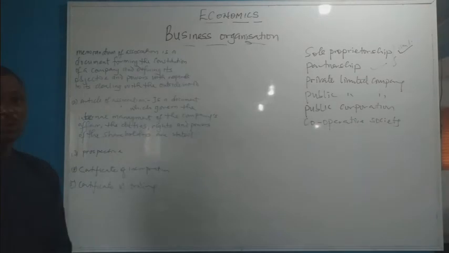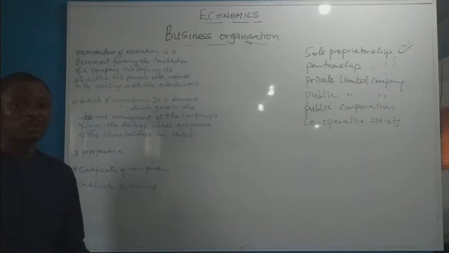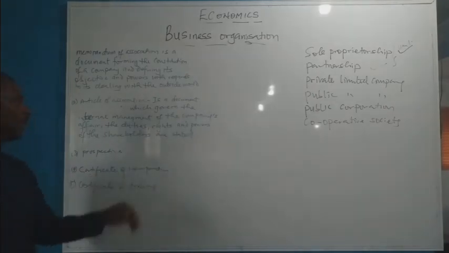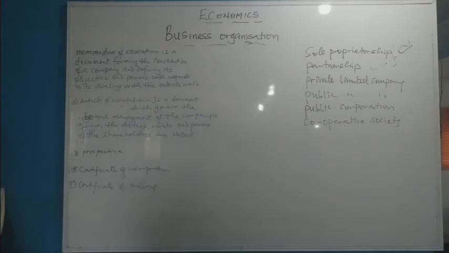Then number 3 is the prospectus. A prospectus is a document used by the company to sell shares to the members of the public. It's an invitation to the members of the public to subscribe for shares. That document is known as what? A prospectus.